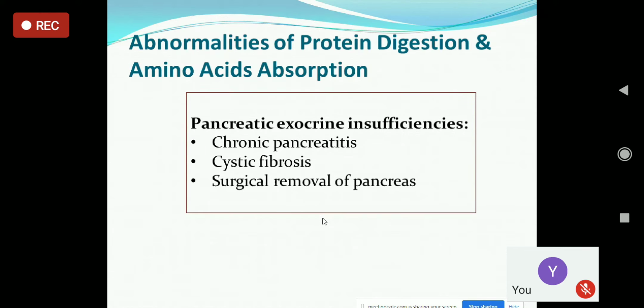There are some abnormalities of protein digestion and amino acid absorption. You can see that for proper digestion to take place, you need the pancreatic enzyme. So if these enzymes are not there or deficient, or if there is some disease of the pancreas, then it leads to abnormalities of protein digestion. There can be different causes like chronic pancreatitis, cystic fibrosis, or surgical removal of pancreas. In these conditions, it causes loss of undigested protein in the feces.